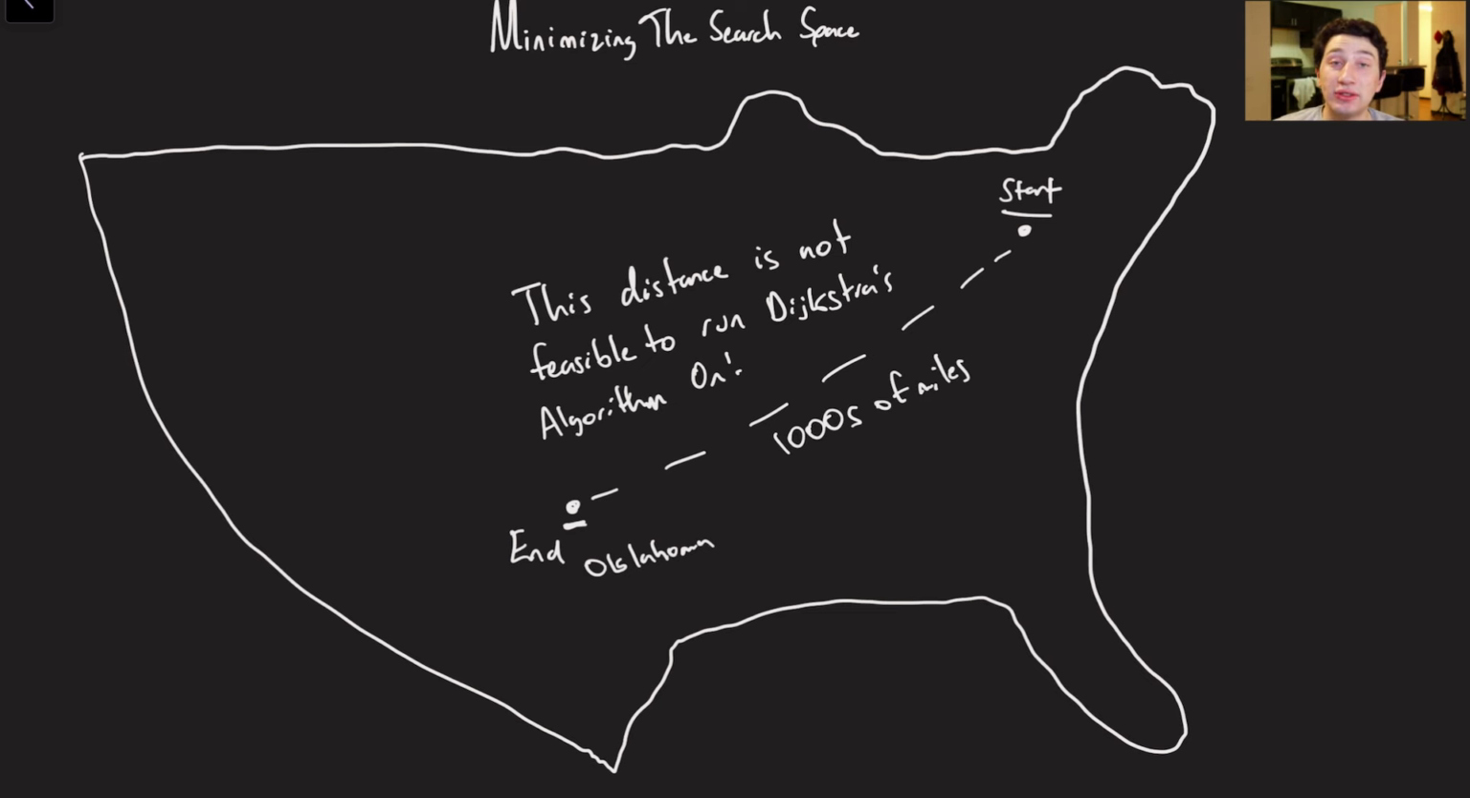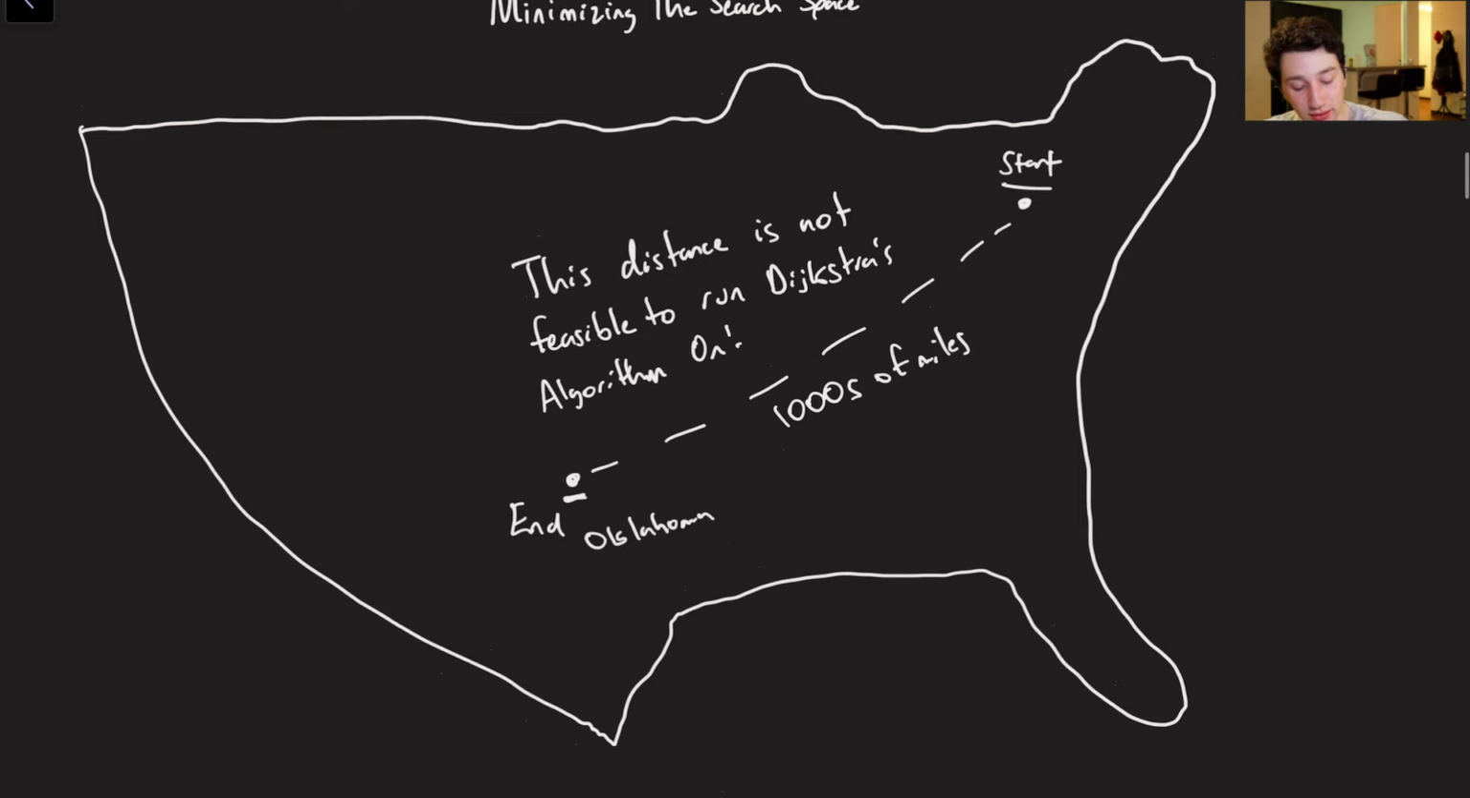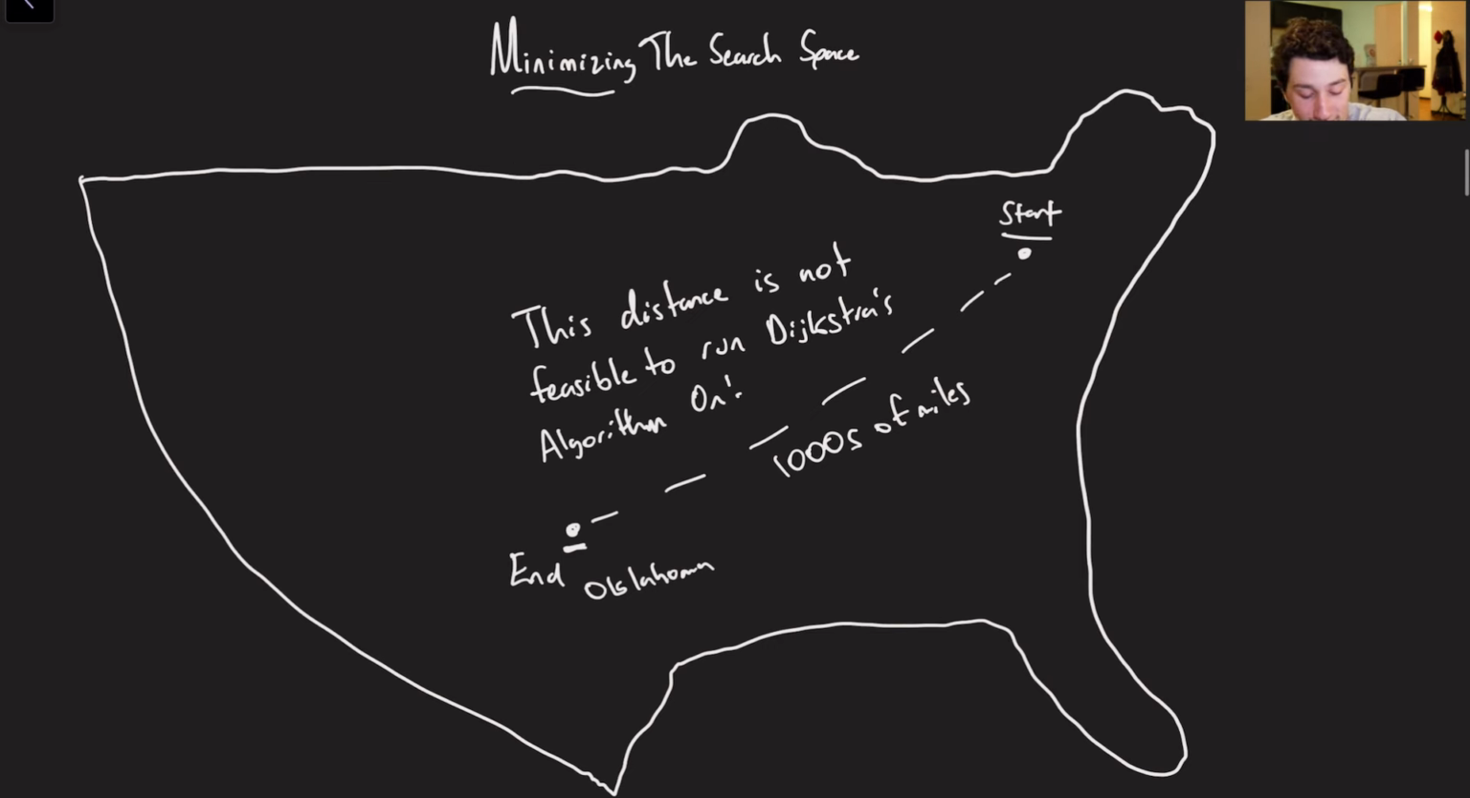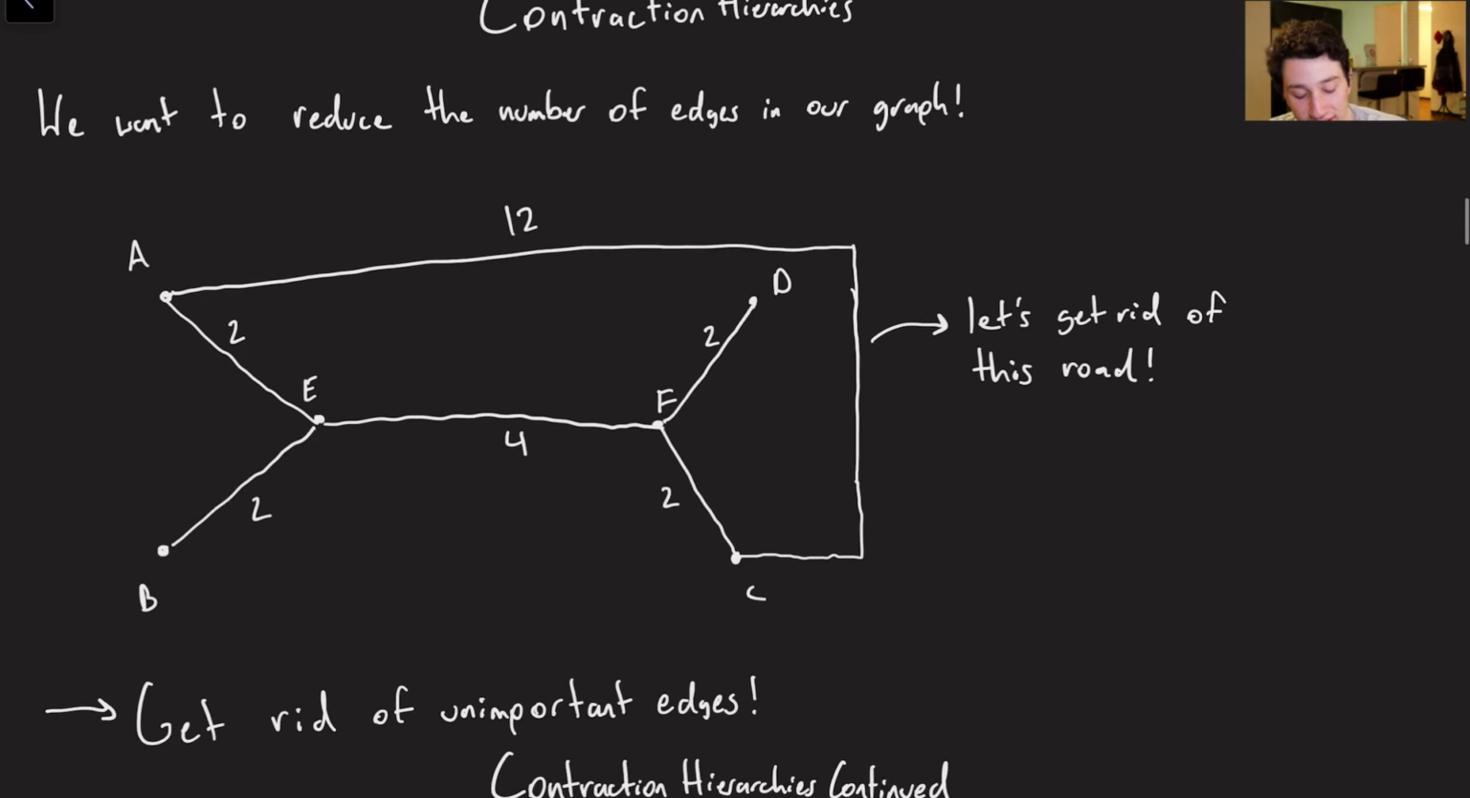And the problem with that is that when you have to traverse thousands of miles and you have tons of nodes and tons of edges that you have to consider, Dijkstra's algorithm is simply not going to be feasible. You need to do something better than that. We need to be able to minimize the search space, right? And only consider certain roads which are very clearly going to get us closer to our target, and not consider all of these very short roads and back roads and things like that.